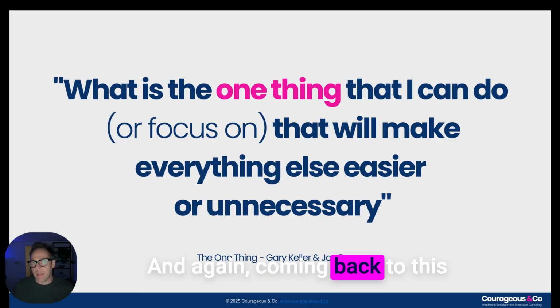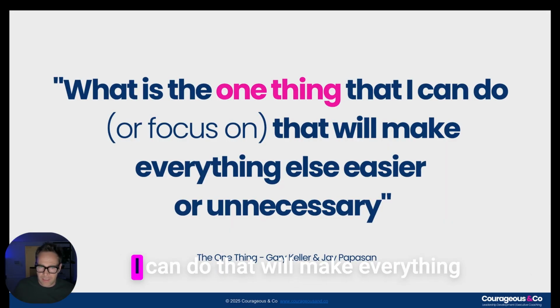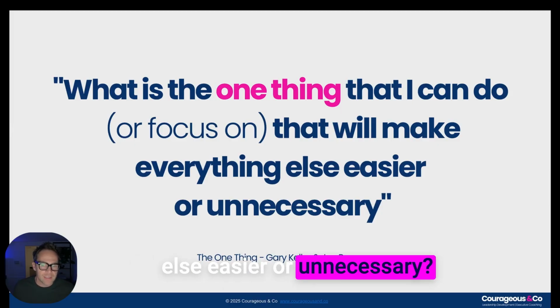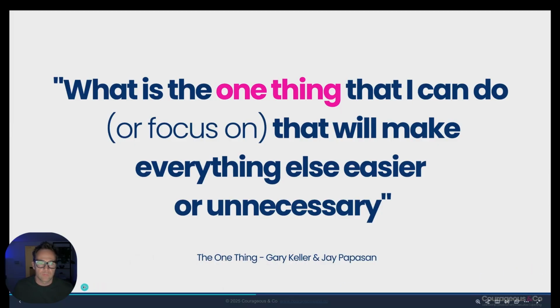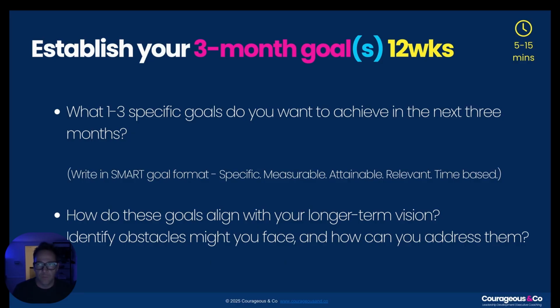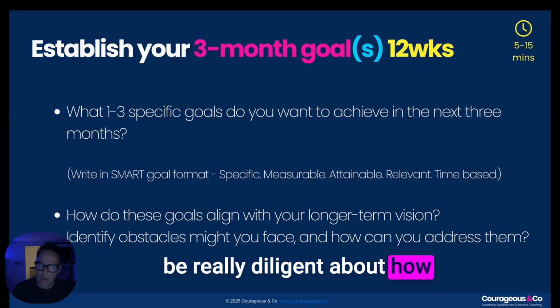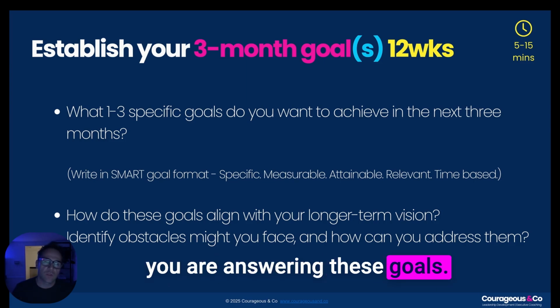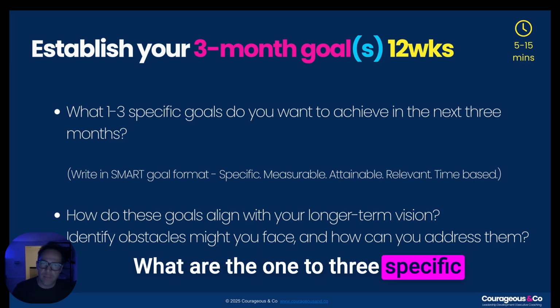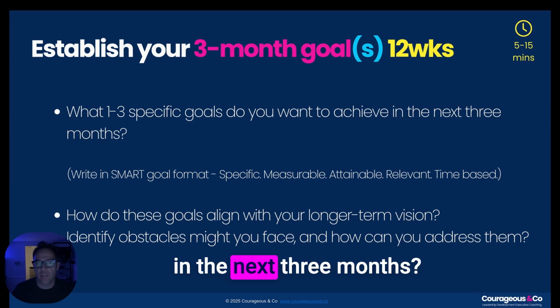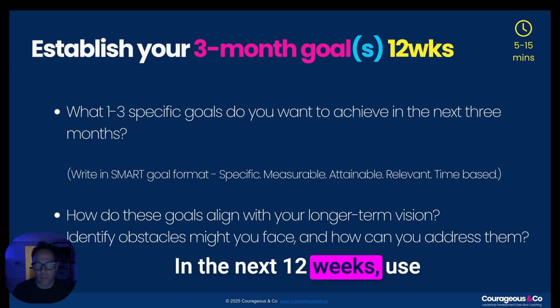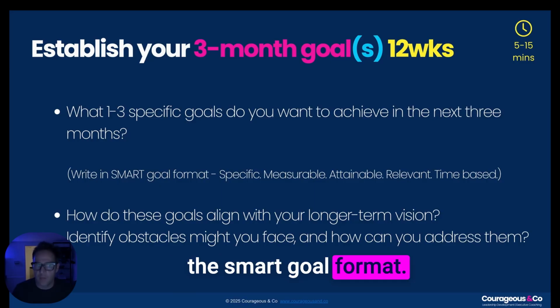And again, coming back to this question, what is the one thing that I can do that will make everything else easier or unnecessary? Now let's get into action. Give yourself approximately 15 minutes to do this work and be really diligent about how you're answering these goals. What are the 1 to 3 specific goals you want to achieve in the next 3 months, in the next 12 weeks? Use the SMART goal format.